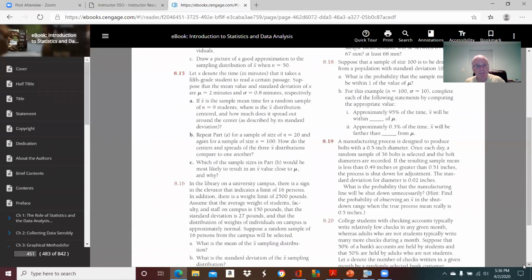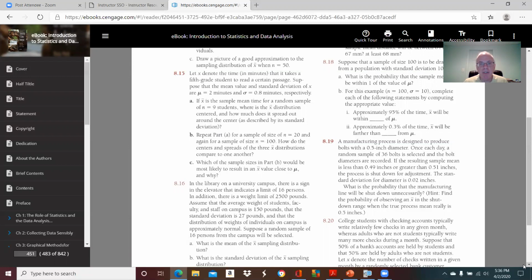There it is. Where the random variable X this time is the time in minutes it takes a 5th grade student to read a certain passage. The mean is 2 minutes. Standard deviation 0.8 minutes. This is for the population. If X bar is the sample mean time for a random sample of 9 students, where is X bar centered? Well, that's the mean we're looking at here. And how much does it spread out? That's the standard deviation. And B, we're supposed to repeat the same process with n equal to 20 and n equal to 100. And C says, which of those sample sizes would most likely result in an X bar value close to the population mean?